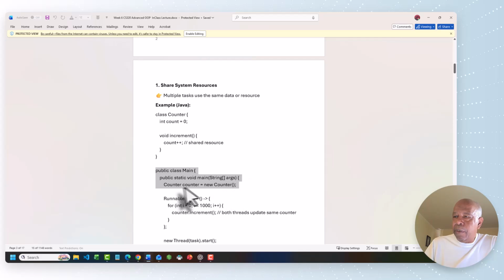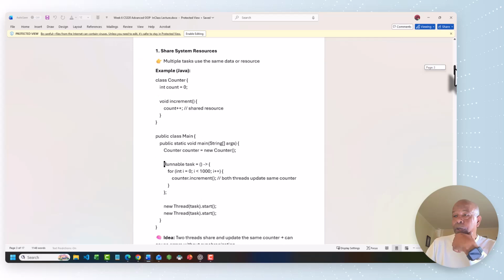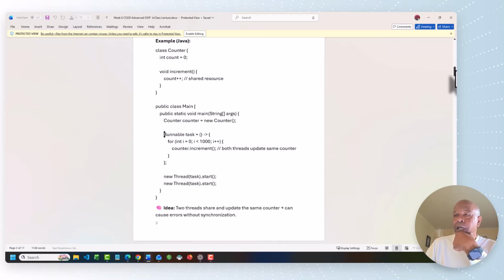Here's the main. We're creating a new counter from the class. Here we're making a runnable. The runnable task is basically saying that I can run this task multiple times in different situations. I can use this to not have to be single threaded. When I say runnable task, I'm creating the ability to run this task separately by many sources. So I might have one person calling it, I might have 20 persons calling it, but all of them are going to be running at the same time.